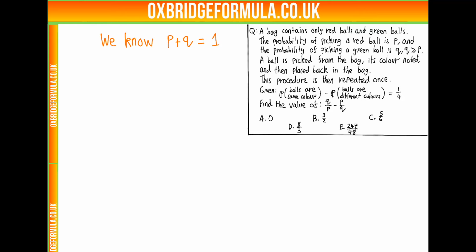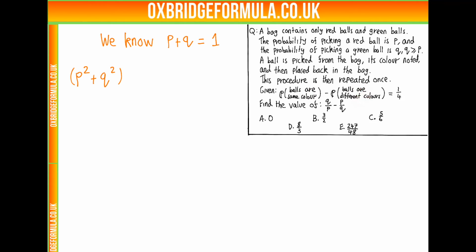So what else do we know? We're told that the probability balls are the same colour minus the probability balls are different colours is equal to a quarter. So what's the probability balls are the same colour? Well, we could pick a red ball and then a red ball, so P times P, so P squared. Or we could pick a green ball and then a green ball, Q times Q. And obviously both these events can't happen at the same time, so we can just simply add the probabilities. So that's the probability balls are the same colour.